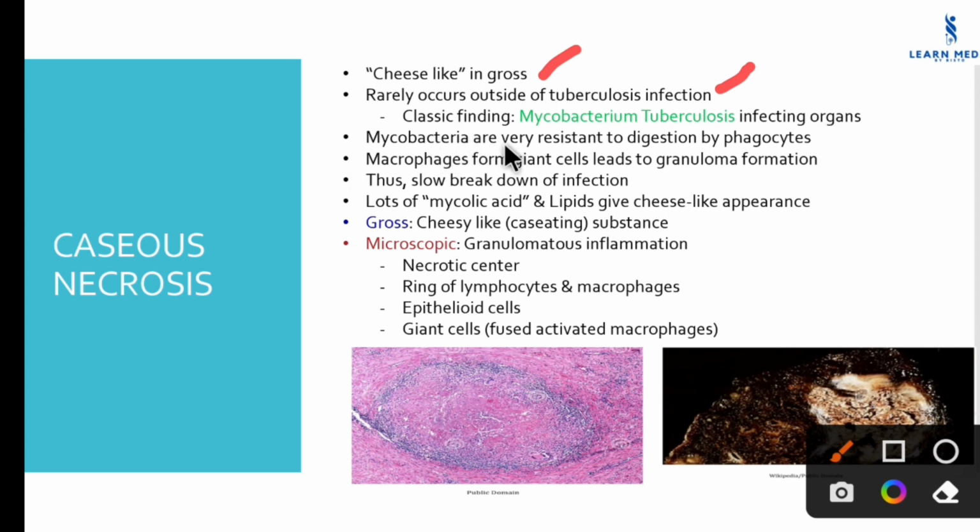The mycobacteria are very resistant to digestion by phagocytes like macrophages. So the macrophages form giant cells, leading to granuloma formation. I have a video on granuloma formation in inflammation, where I mentioned everything about granuloma formation.